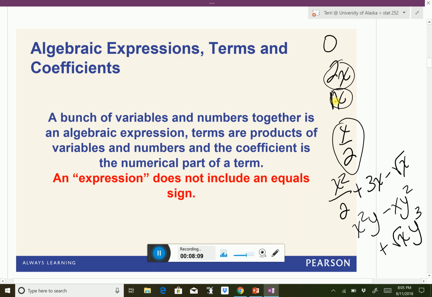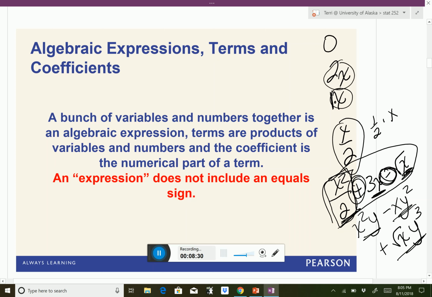We can understand this to be multiplied by 1. This we could write as 1/2 times x. So terms are things multiplied. No pluses or minus. So each one of these is a term. So this expression has 3 terms. 1, 2, 3. This expression, 1, 2, 3.